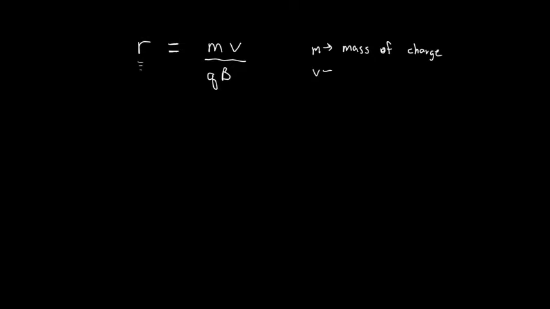V is how fast your charge is going. It's the velocity of your charge. Q is the charge of your charge, so how charged you are. And B is your magnetic field.